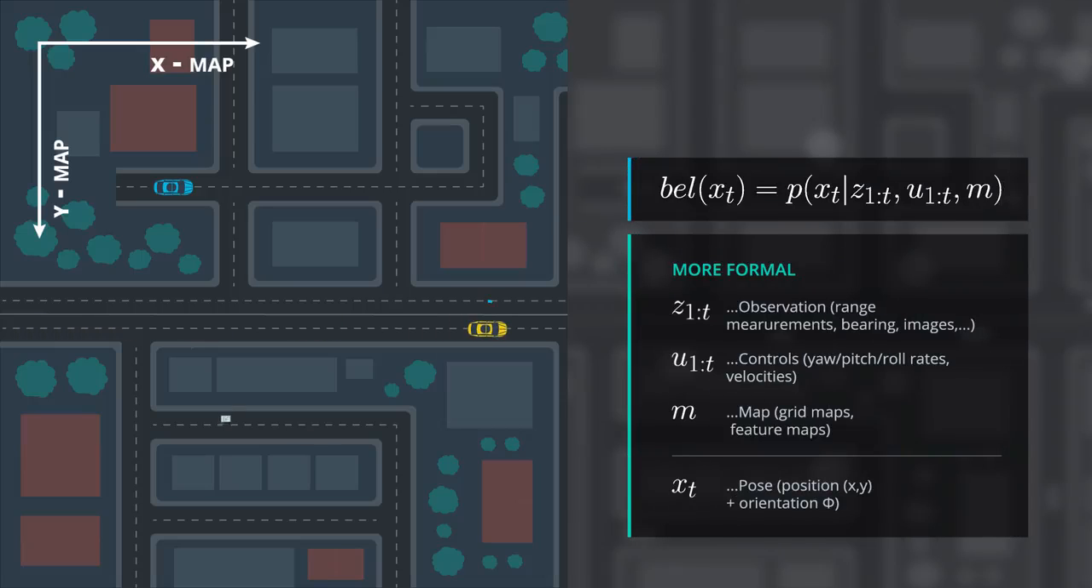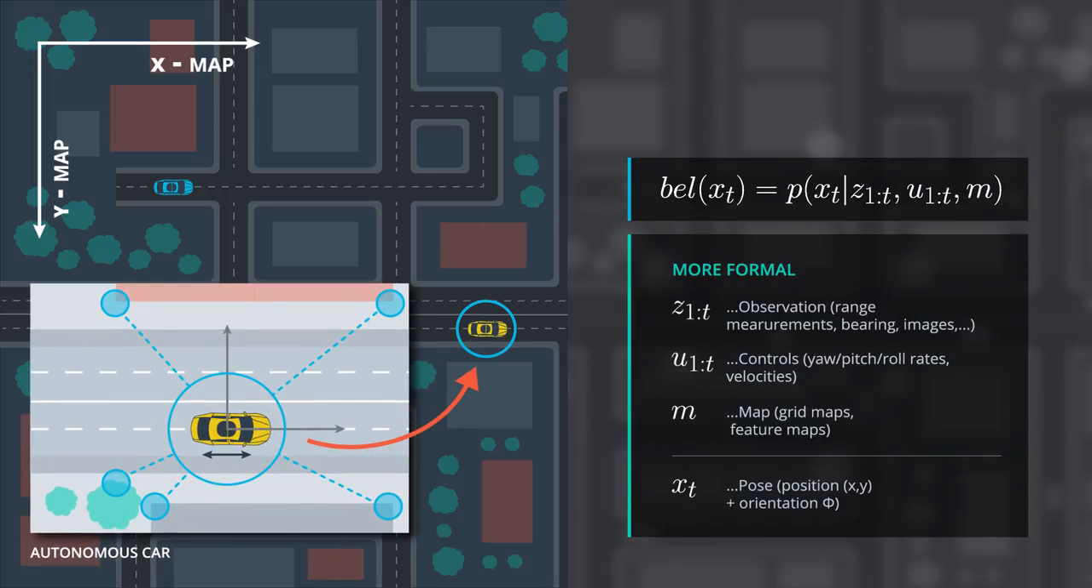Localization is all about estimating the probability distribution of the state x_t, which is the pose of the car, under the condition that all previous observations z from time 1 to t and all previous controls u from time 1 to t are given. To solve the pure localization problem, we assume the map is correct and does not change. Therefore, the map is also given.